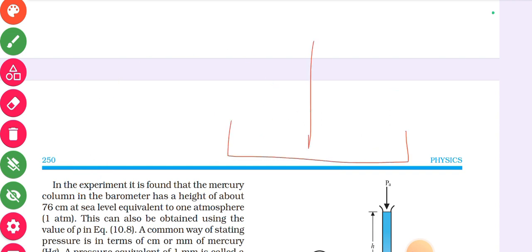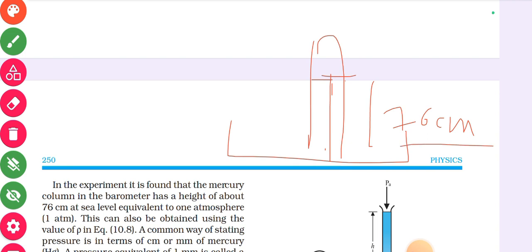Okay, so we see that some of the mercury goes down, but at a certain point it stops at a certain level, and we measure this height, and that will equal 76 centimeter. Rather to say, this is 76 centimeter, or 760 millimeter. Because this mercury height is exerting some pressure at this point. Okay, this height, how much is it exerting?